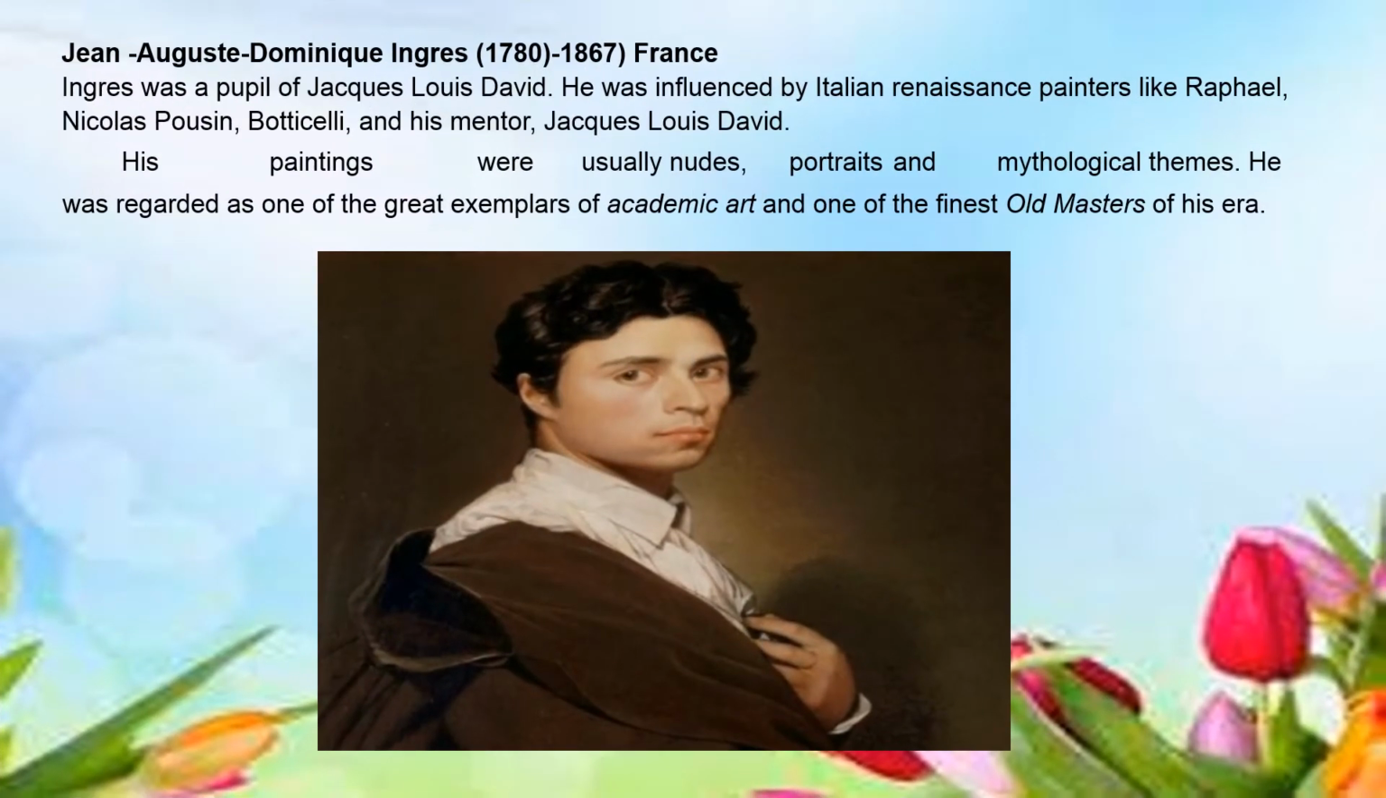Jean-Auguste-Dominique Ingres, 1780-1867, France. Ingres was a pupil of Jacques-Louis David. He was influenced by Italian Renaissance painters like Raphael, Nicolas Poussin, Botticelli, and his mentor Jacques-Louis David. His paintings were usually nudes, portraits, and mythological themes. He was regarded as one of the great exemplars of academic art and one of the finest old masters in his era.